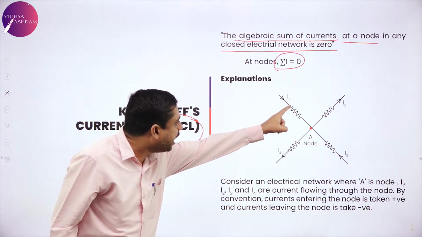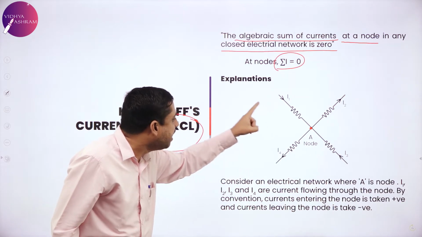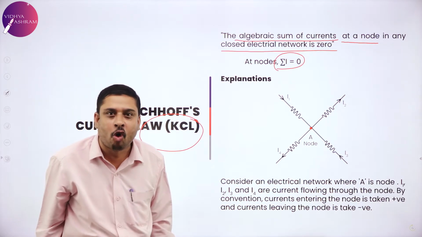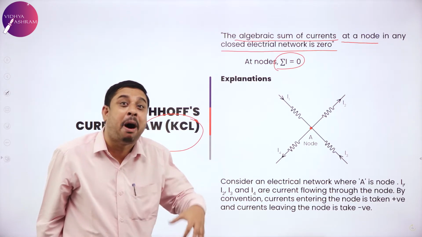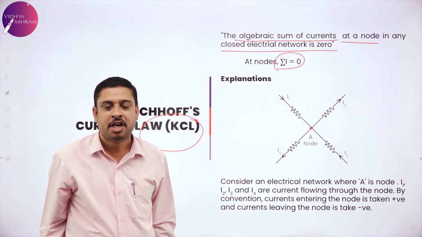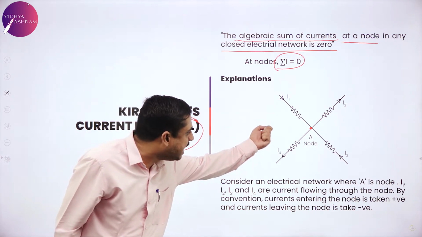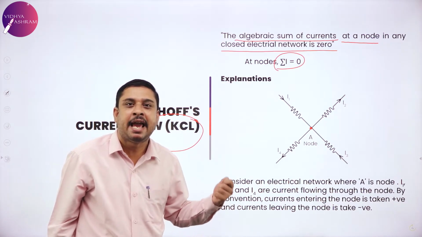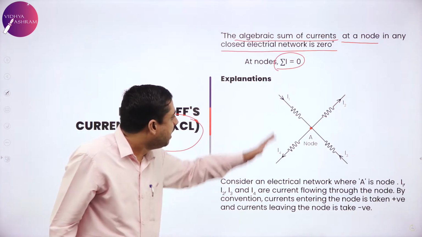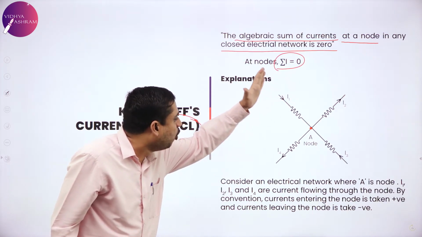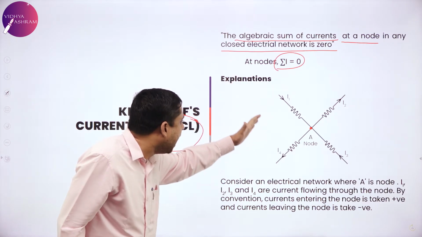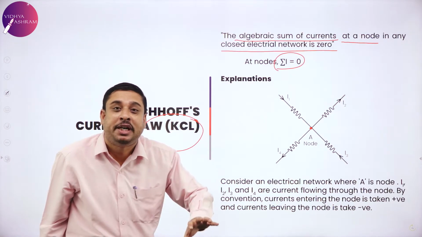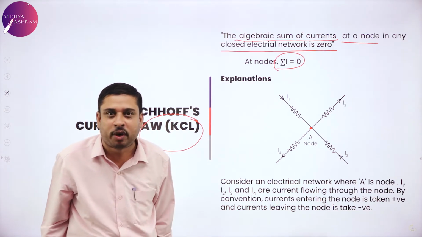I1, I2, I3 and I4 are the currents flowing through different parts of that node. So, there is an electrical network. I treat the point A as the node, and I1, I2, I3 and I4 are the currents which flow through different parts of that node.